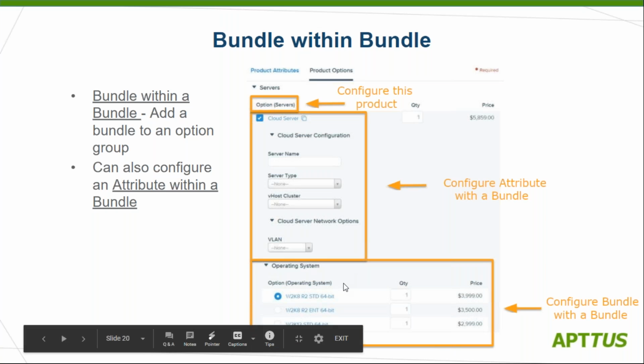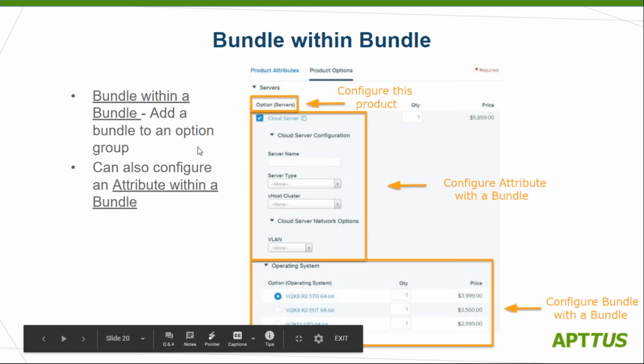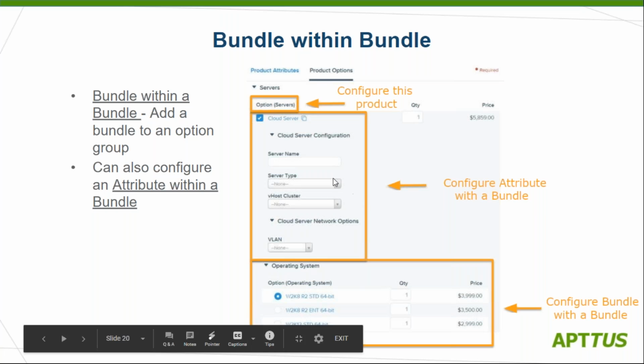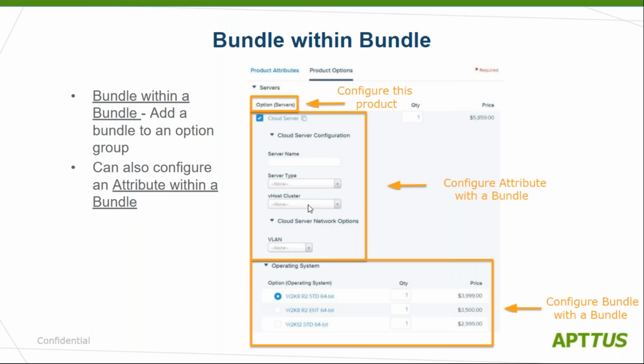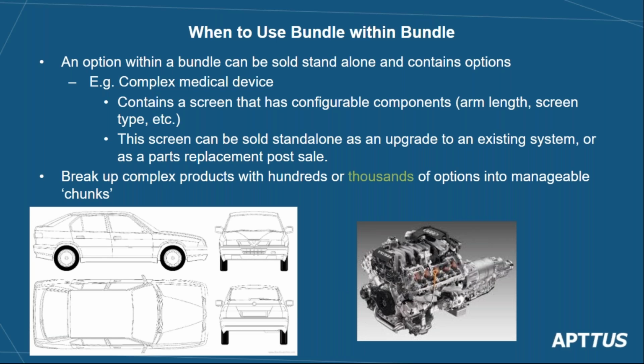Whenever we have complex devices or complex products, we have this type of configuration. I will also talk about some examples. Bundle within a bundle means adding a bundle to an option group, and you can also configure an attribute within a bundle. These attributes, if you see, are configured inside the product option. So we can configure attributes inside a product option, and we can also configure a bundle. There are different examples of when to use a bundle within a bundle. An option within a bundle can be sold standalone and contains options. An example is a complex medical device.